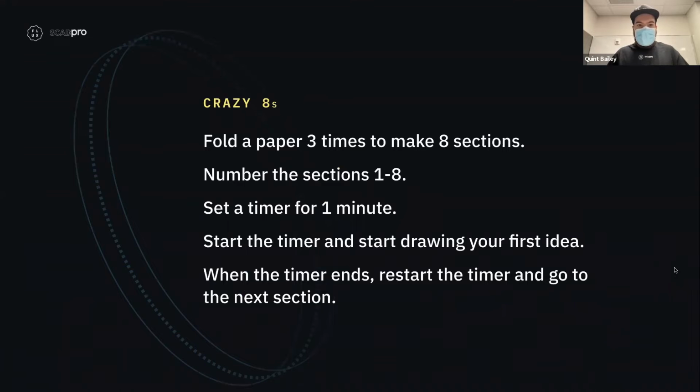First you want to fold a paper 3 times to make 8 different sections. You're going to number the sections. You're going to start a timer for 1 minute, and then go ahead and start it. Then you're going to draw that first idea. And when the timer ends, you're going to restart the timer and go to the next section.